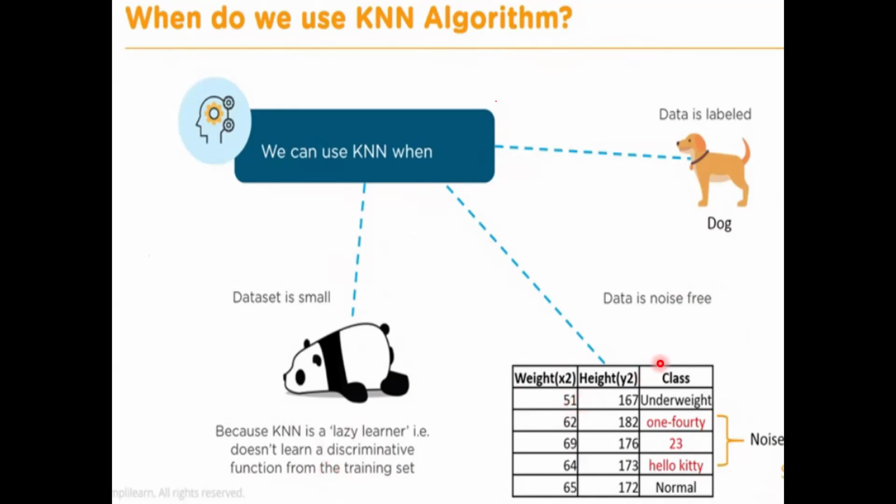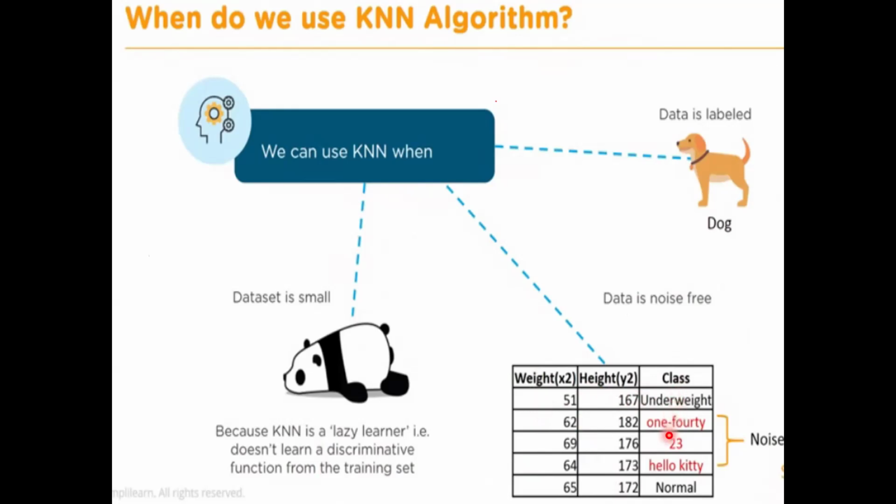And KNN cannot be applied on data which is noisy. What do you mean by noisy data? For example, in this table which is visible here, we have three columns: weight, height, and class. In weight, of course, numericals have to be given. In height, numericals have to be given, no alphabets, only numericals. And in the class, we tell whether, considering weight and height, the person is underweight, overweight, or normal. So these are the only three values I'm supposed to present in the class column.